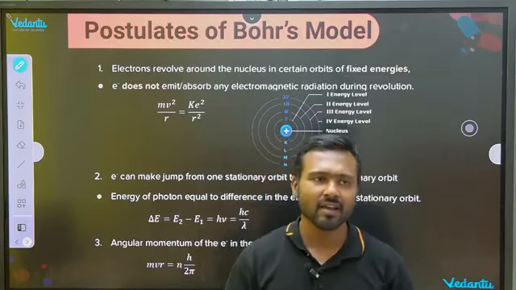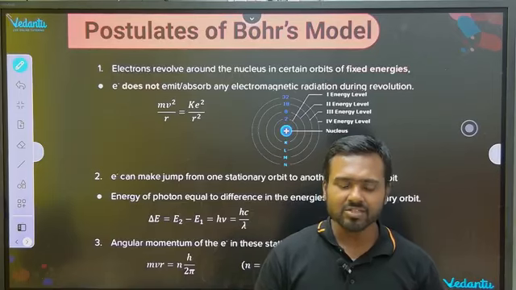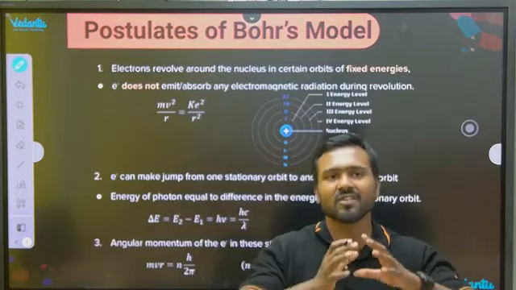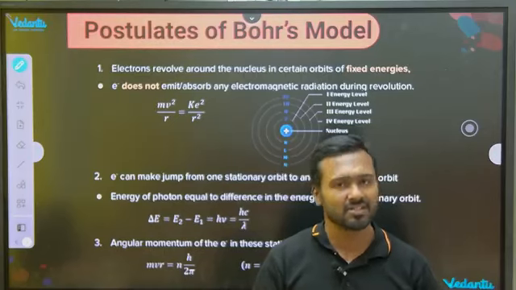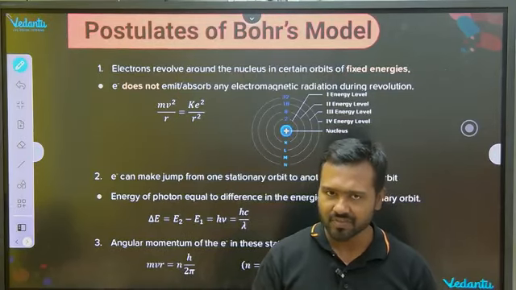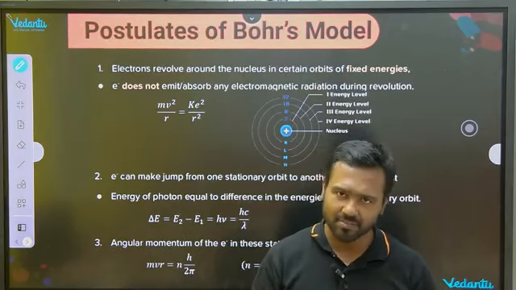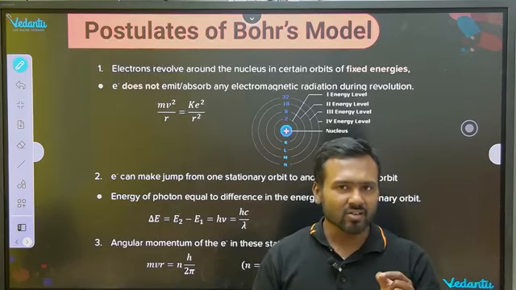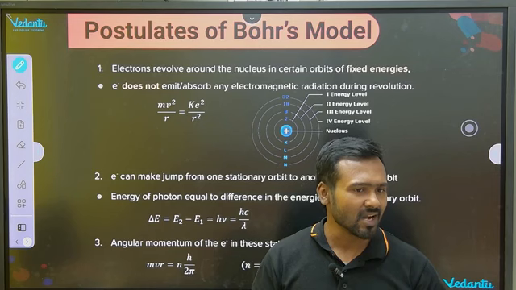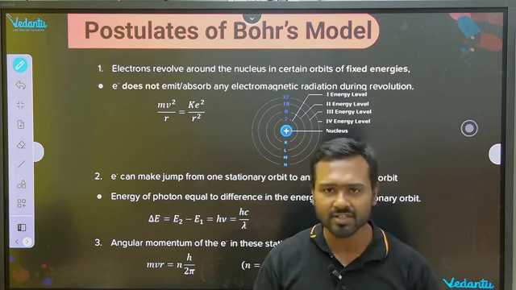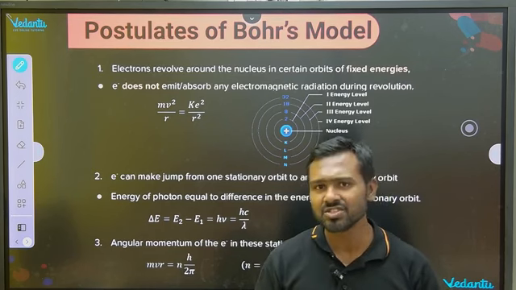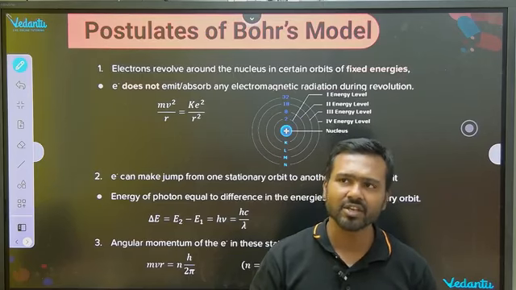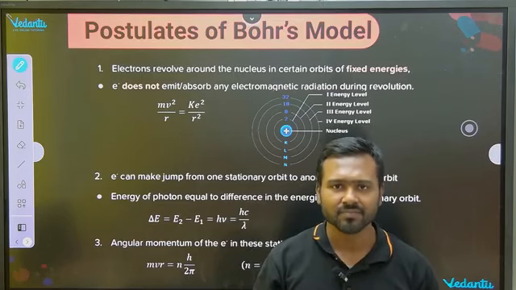K, L, M, N. Right? And the energy of the electron revolving in those orbits is constant. It's not going to change. That's why they are called stationary orbits. When the electron is revolving in a stationary orbit, it's not going to lose energy or gain energy. If it gains energy, it will jump to the higher levels, and if it loses energy, it will come to the lower levels.